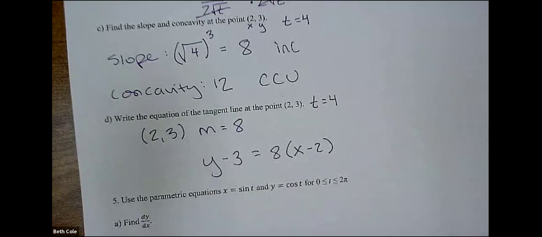x minus 2. So when they give you a point, though, you need to find t at that point. You need to figure out what the parameter is at that point and then plug that in. So there's like that extra step.